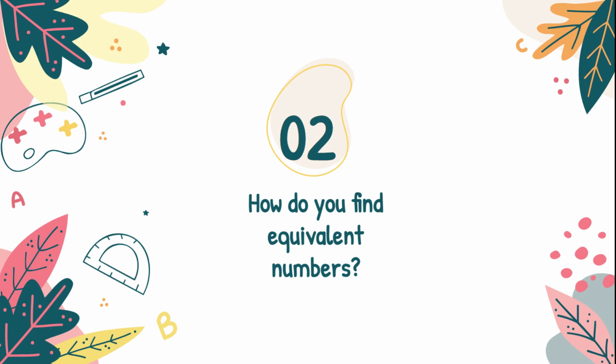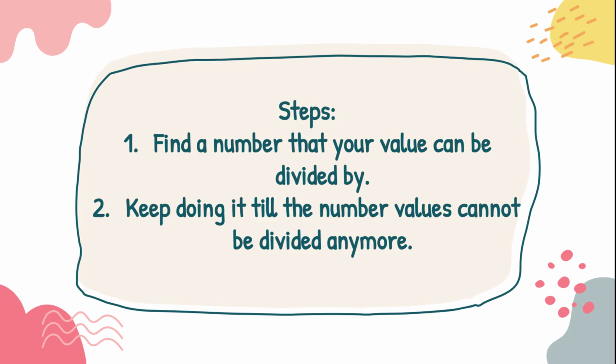In Chapter 2, let's learn how we find these equivalent numbers. Here are 2 steps that you must follow. First, find a number that your number value can be divided by. Secondly, keep doing this till the number values cannot be divided anymore.